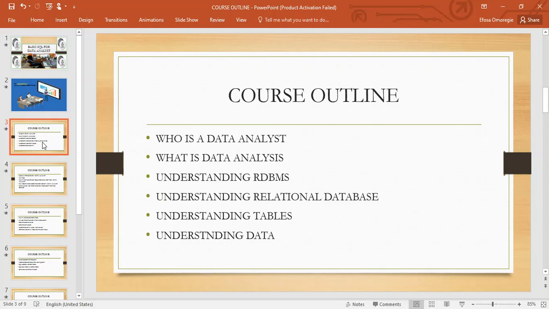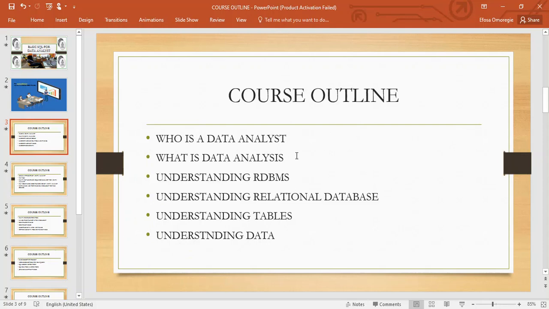Then what is data analysis as a field in information technology? What exactly is that? So we're going to spend a lot of time on this, and this is going to help your learning. It's going to make the learning easier and faster by going through all this.